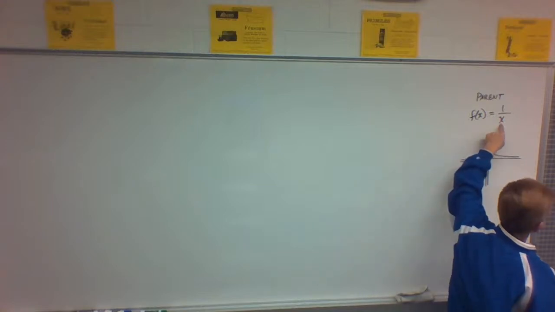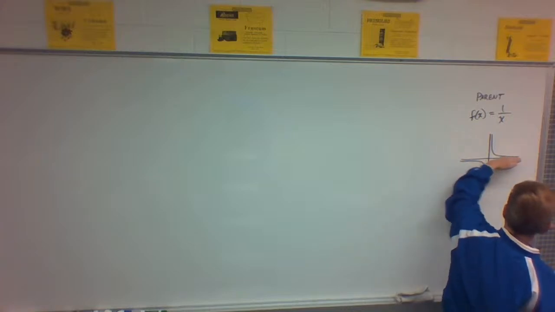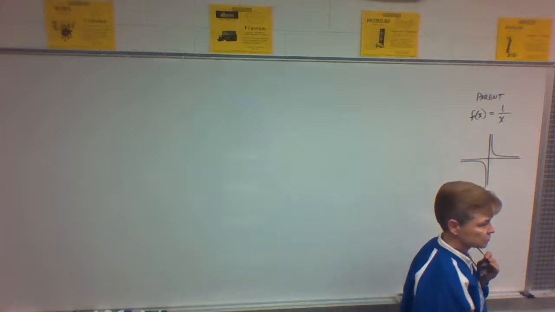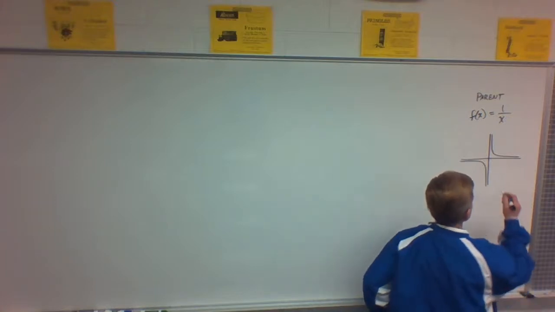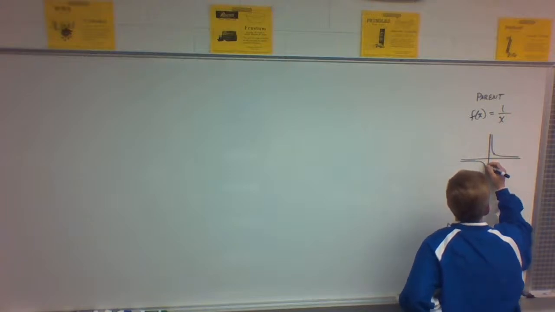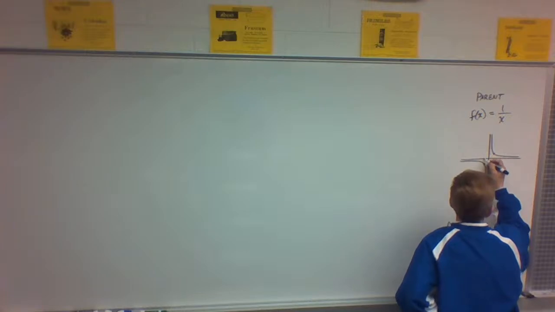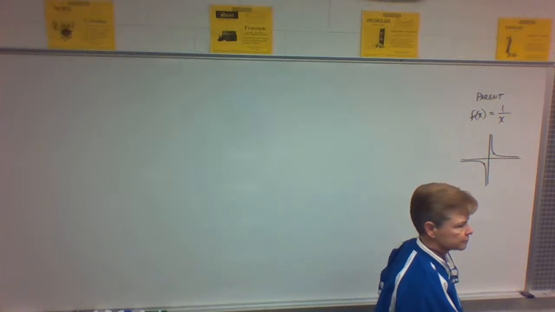So x can't be 0 because you can't divide by 0. y can't be 0 because this fraction will never be 0. It will never have a y value of 0. You with me? So the axes are asymptotes, and that's what it looks like. And by the way, on this particular one, this point right here where it tends to bend and start approaching the other one, this point right here, this is (1, 1), and this is (-1, -1) for the parent. Okay?